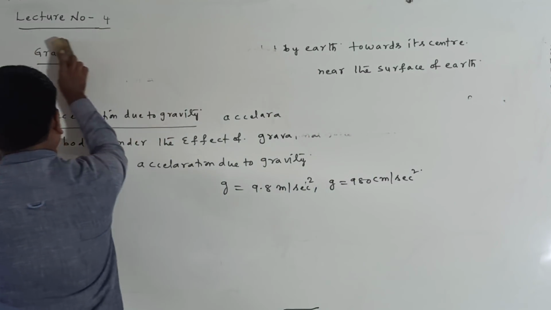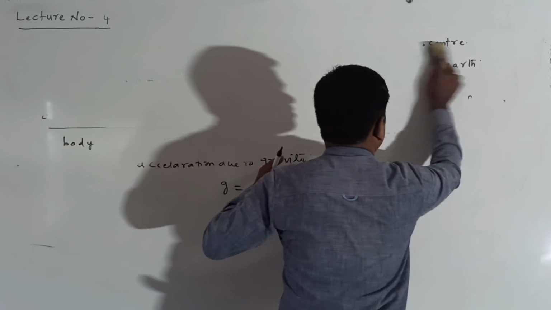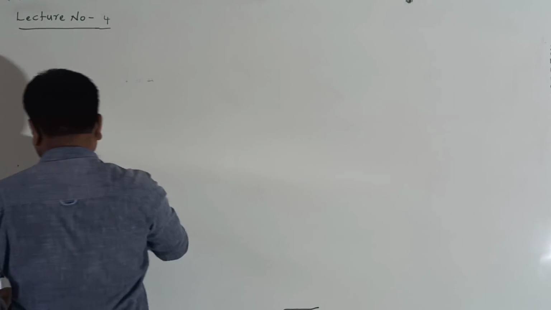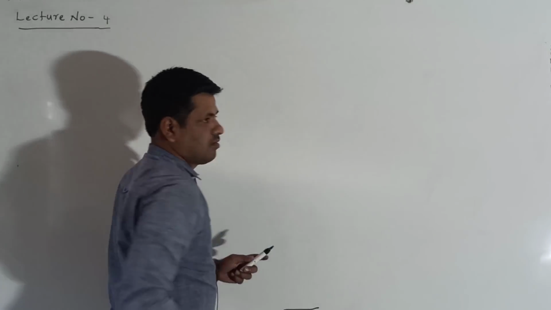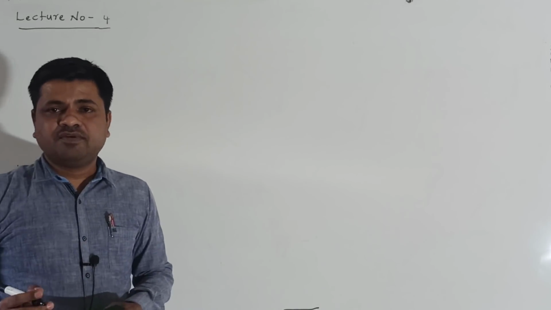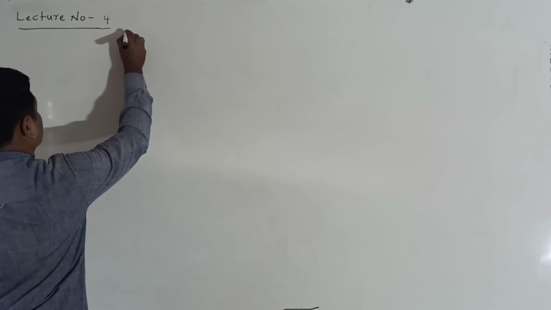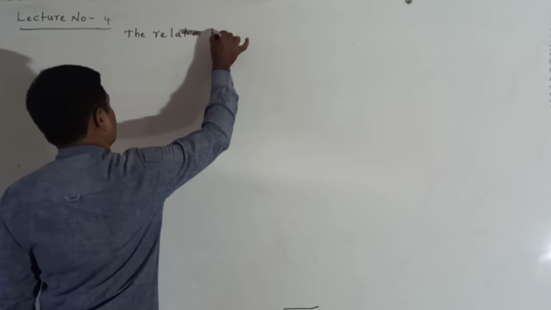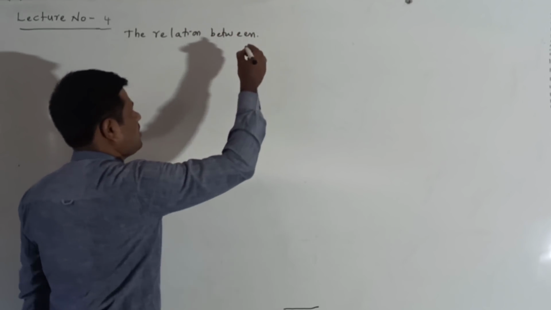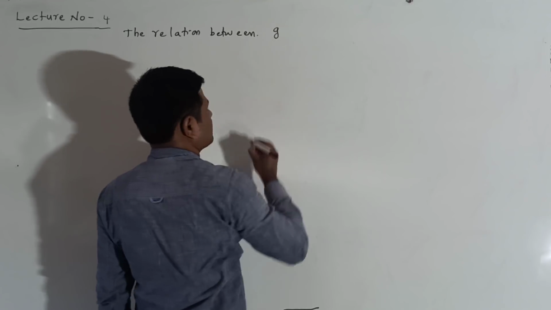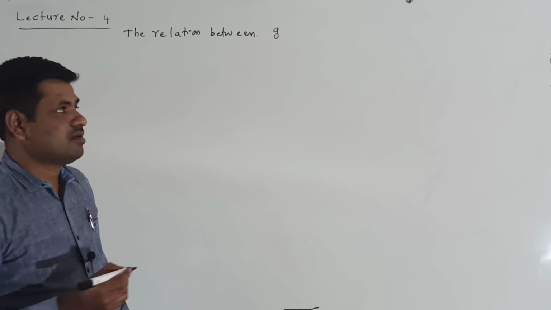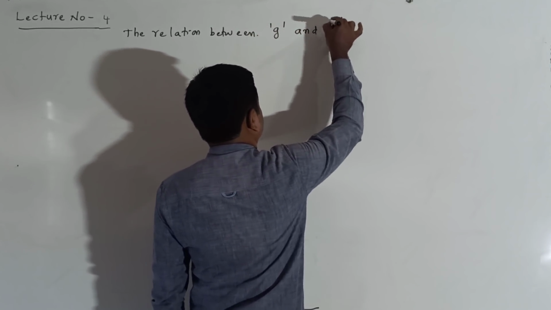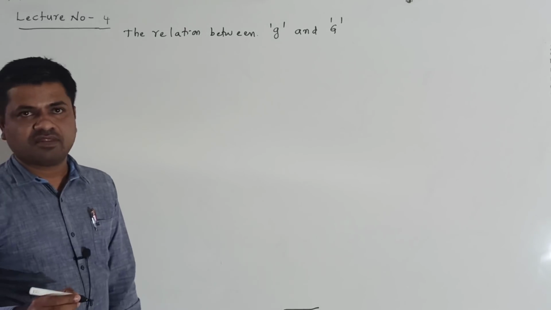Next, here we will discuss the relation between small g, which means acceleration due to gravity, and capital G. Capital G is called the gravitational constant. Right.